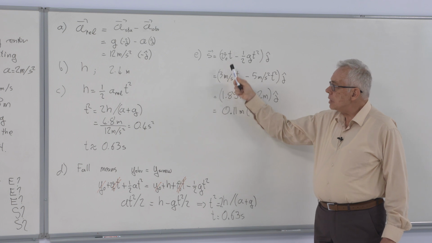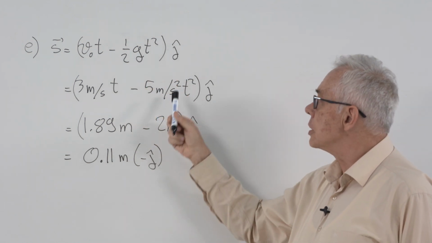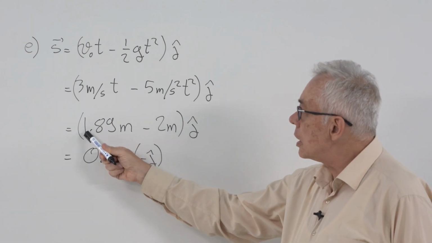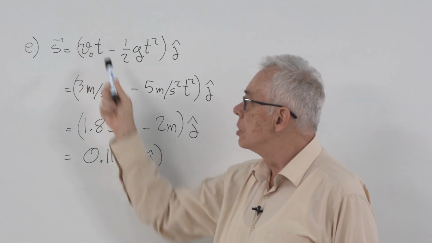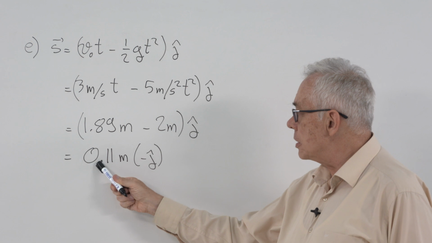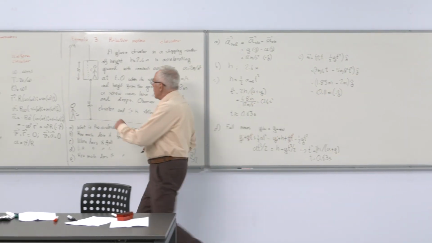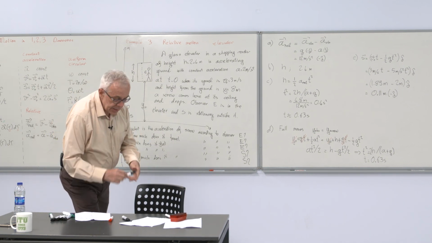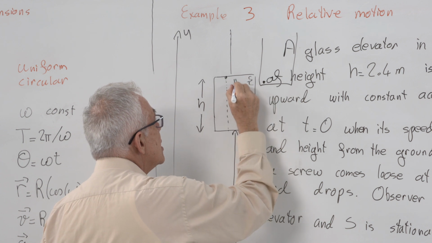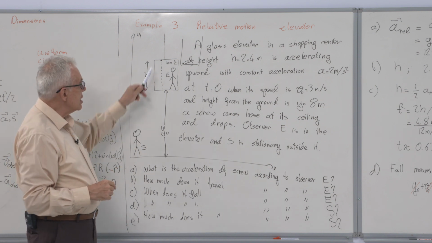The displacement of the bolt in the stationary frame is v0t minus 1 over 2 g t square times j. The motion is in the vertical direction. Putting in the numbers, I get this. Time is 0.63 seconds, so it moves up 1.89 meters due to v0t and down 2 meters due to gravitational acceleration. So the net displacement is 0.11 meters, just 11 centimeters in the minus j direction. So if you look at the film in the Earth stationary frame, the final situation is this. The screw has landed and it is near where it was when it left the ceiling.